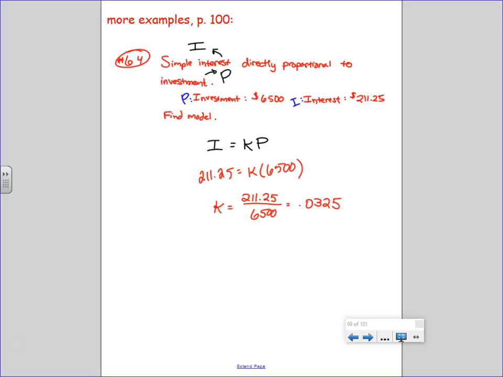Why is it so small? What does K stand for? It's a percent. Don't you guys remember rates and loans and all that craziness? Interest is a percent.